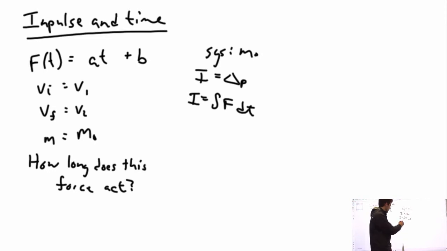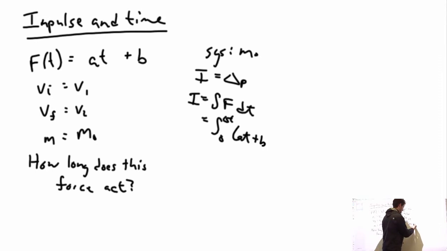I want to choose a time interval that goes from the time where it has v1 in speed to the time where it has v2 in speed. I'm just going to call it delta t, and I'm going to start my clock at 0 and go to a time of delta t. So I'm going to say the integral from 0 to delta t of this force, at plus b, dt. Now if I take this integral, I'm going to get something like a t squared over 2.